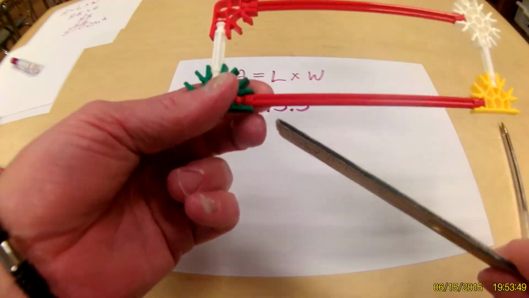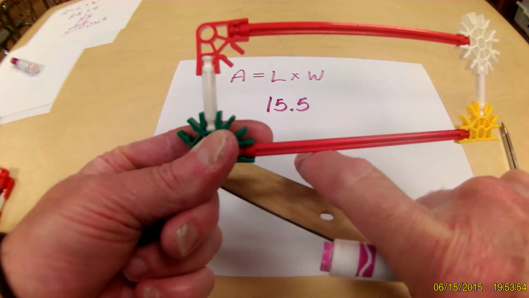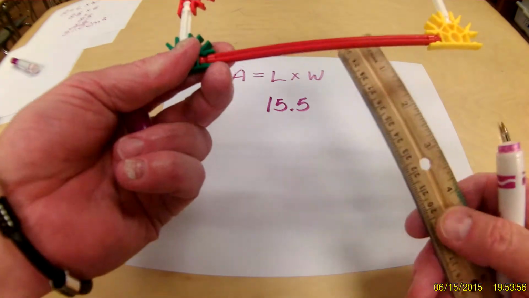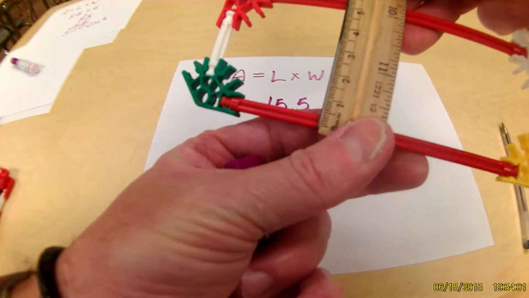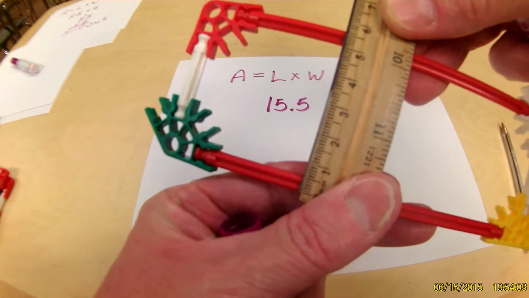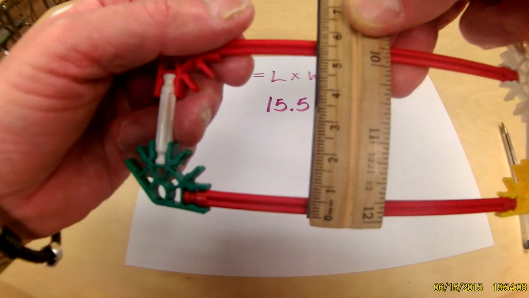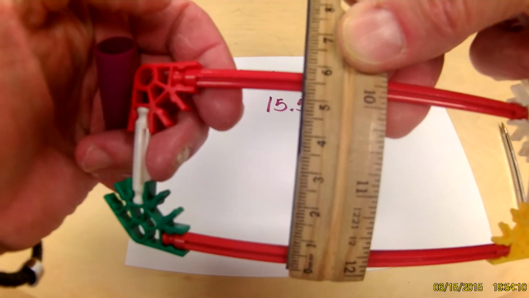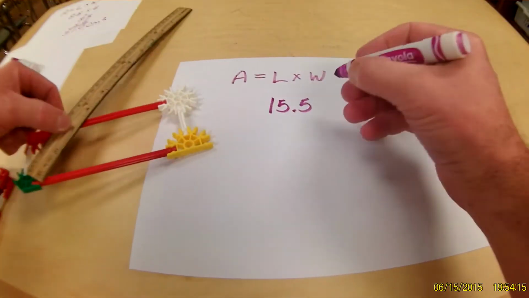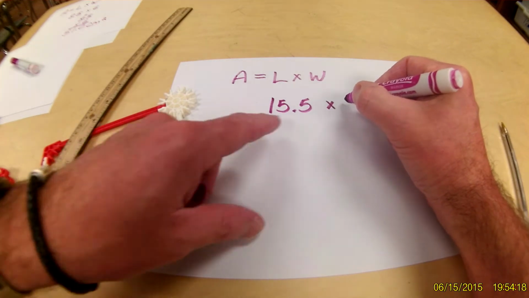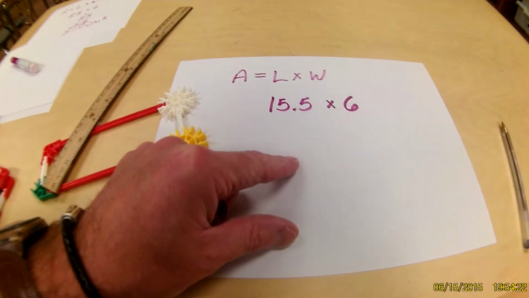Okay? Now my width, I can do the same way. I can measure from the edge of my red rod to the edge of my red rod. And when I do that, lining up things, I can measure it at any point, okay? And when I do that, I see that I have 6 centimeters. It's 6 centimeters, almost exactly. So now I can say my length is 15 5/10. My width is 6 centimeters, okay?